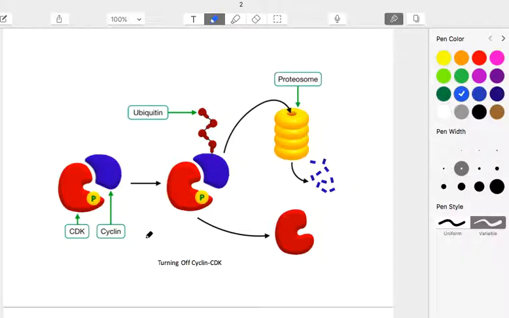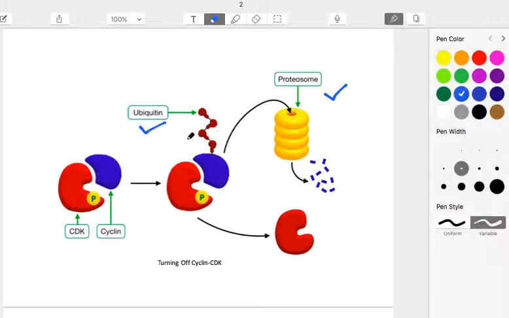Remember, turning off cyclin CDK. CDK and cyclin may pair with each other and phosphorylate all the time, but you don't need phosphorylation all the time. Sometimes you need to stop the cell division, which is done by two processes called ubiquitin and proteasome. From these, the cyclin CDK is turned off, there is no further phosphorylation, and no more cell division will occur. If something is wrong, ubiquitin and proteasome may stop the cell division.